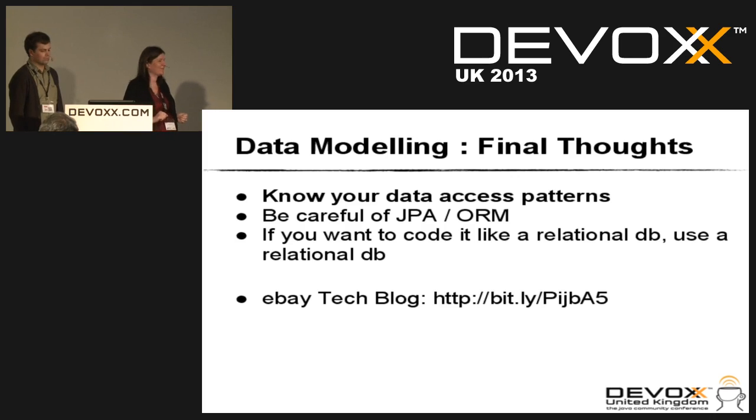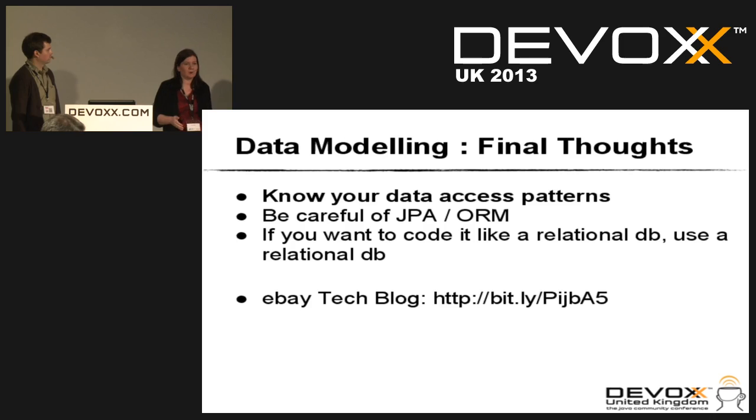So just some final thoughts. Once again, know your data access patterns. Be careful of JPA. There's a reason I say this: what I see very often is people design their domain, a beautiful OO domain, very similar to what you'd design for a relational database, and then they map their database to that domain. And if you do that in Cassandra, I know because I've done it, you're going to have a poor system that performs much worse than any relational database out there.